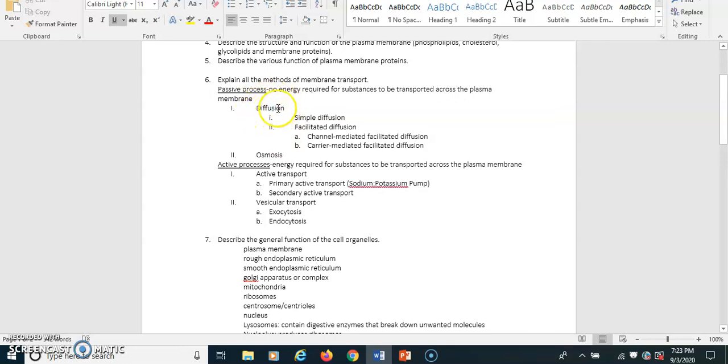Diffusion is one of the methods of membrane transport. And then there's two types of diffusion. There's simple diffusion and there's facilitated diffusion. And then of the facilitated diffusion, there's two types of it. There's channel-mediated facilitated diffusion and carrier-mediated facilitated diffusion. All right, so that's for the diffusion. And then the second type of passive process we'll talk about is osmosis. All right, so we're going to first start with simple diffusion.